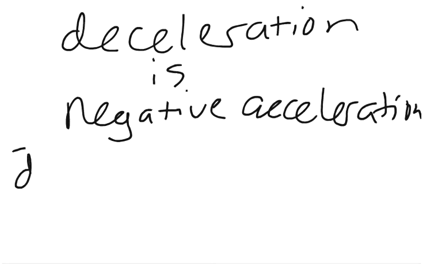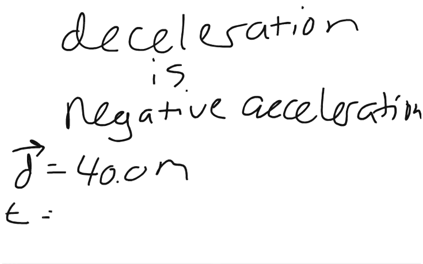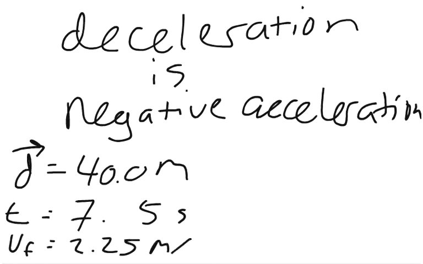We know that the displacement, or the distance covered, was 40.0 meters. We know that the change in time was 7.05 seconds. And lastly, we know that the final velocity is 2.25 meters per second. So how can we go about finding the original velocity?